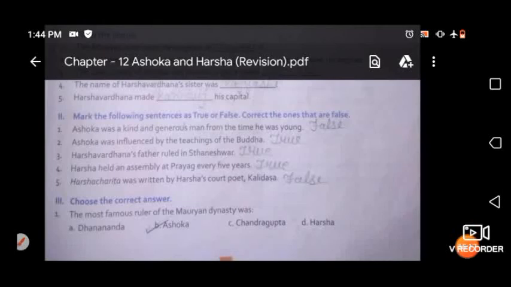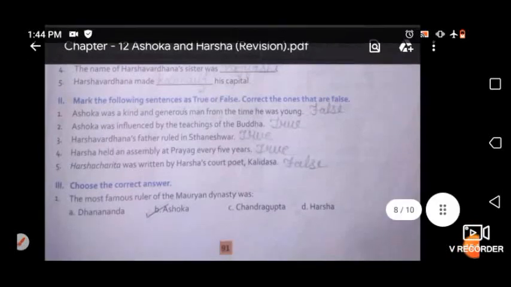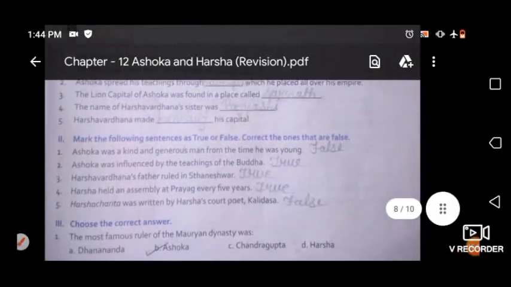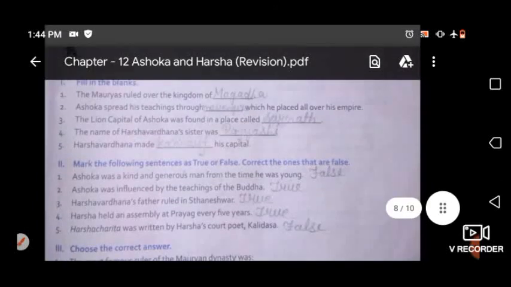Let's move on to the next exercise, choose the correct answer. Students, we won't cover this exercise today. We will cover these exercises in our next video. That's all for today, and tomorrow we will cover all the remaining exercises in the next video lesson.